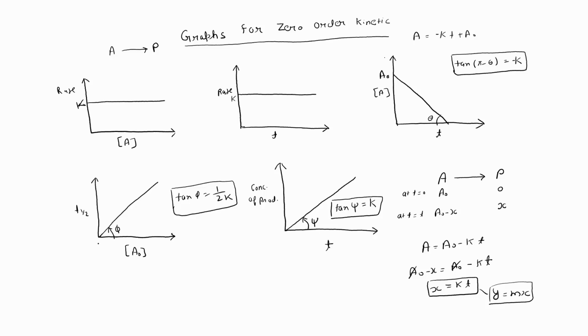Since t half increases with initial concentration, it means it is a zero order reaction, and the slope of that line will be 1 by 2k. If concentration of product increases linearly, it means we have a zero order reaction, and the slope of that line will give you the rate constant. Okay, so this type of graph is important for zero order reaction. So next we will do the examples.